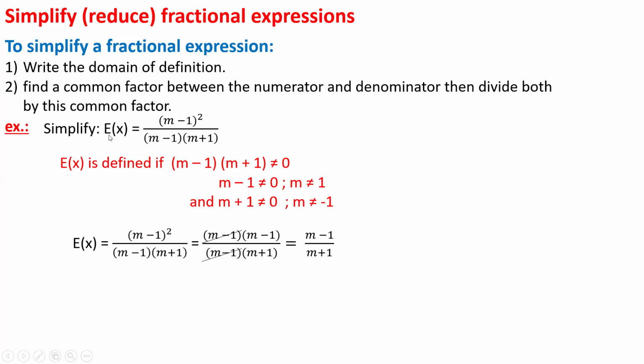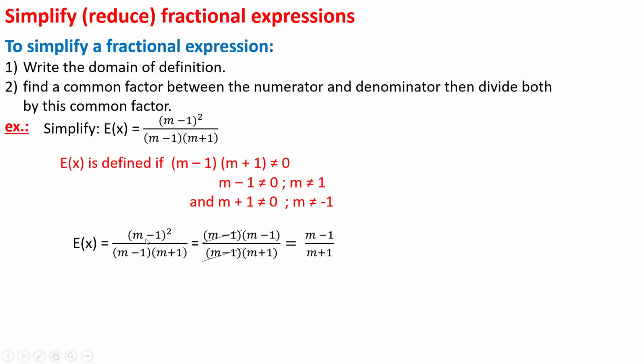For example, I have a fractional expression e of x, which is (m minus 1) squared over (m minus 1) into (m plus 1). The question here is to simplify, but I cannot simplify unless I first write the domain of definition. So I say e of x is defined if whatever I have in the denominator, m minus 1 into m plus 1, is different from 0. So m minus 1 is different from 0, m is different from 1, and m plus 1 is different from 0, then m is different from minus 1. So this is the domain of definition.